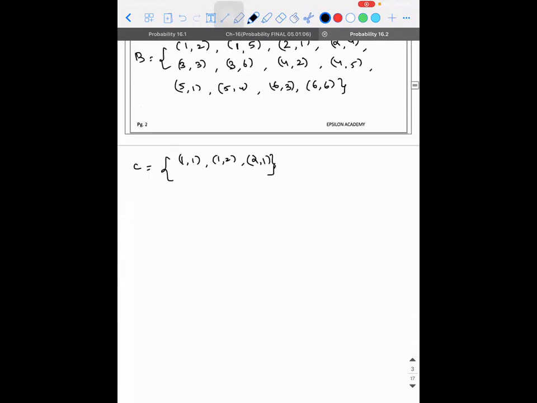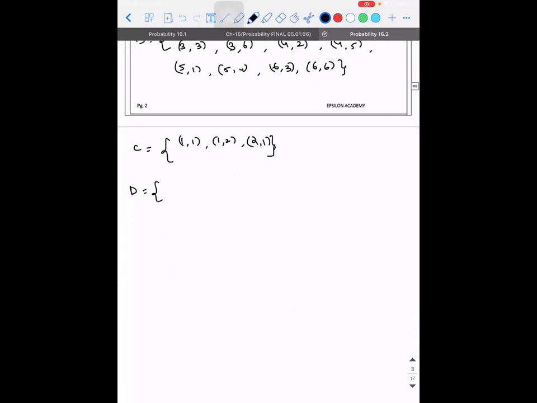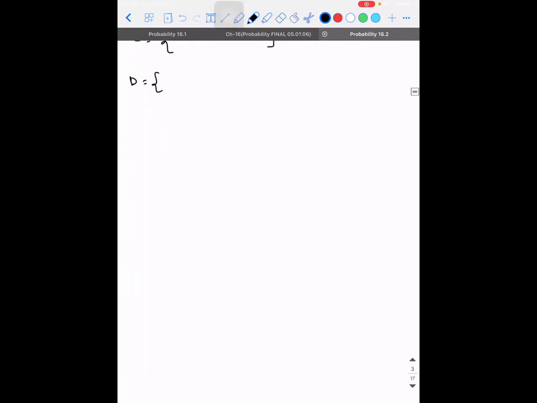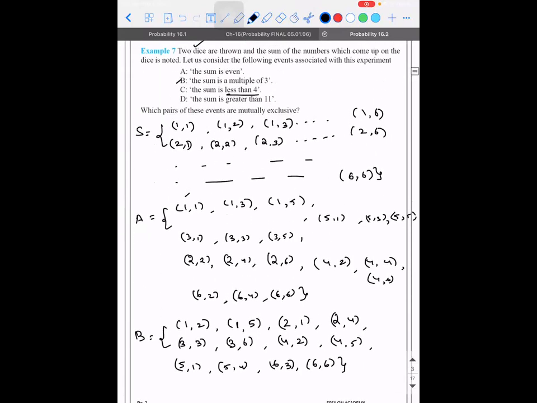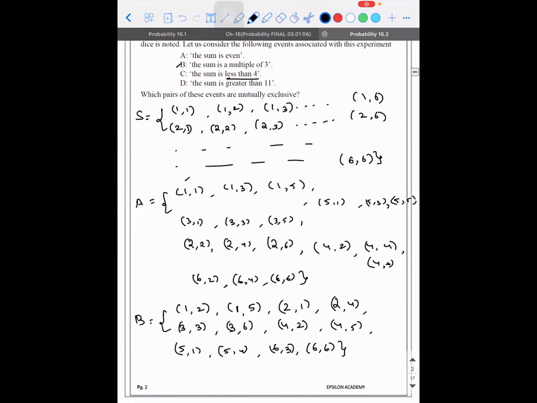D. The sum is greater than 11. Sum greater than 11 means 11 also should not be included. 5,6 and 6,5 are also eliminated. So what will you get? Only one possibility, 6,6.